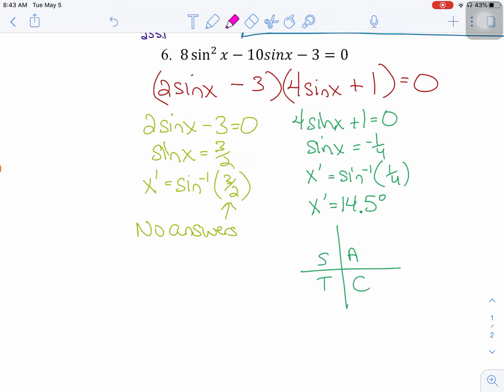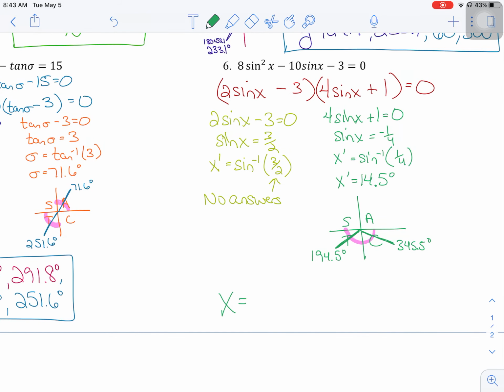ASTC. Where is sine negative? Sine is negative in quadrants 3 and quadrant 4. So I want to be 14.5 degrees off the x-axis. Let me make sure I hit the plus sign this time. See, I can be taught. So 194.5 degrees. I need to be 14.5 degrees off the x-axis in quadrant 4. So that's going to give me 345.5 degrees. So x is equal to 194.5 degrees and 345.5 degrees.